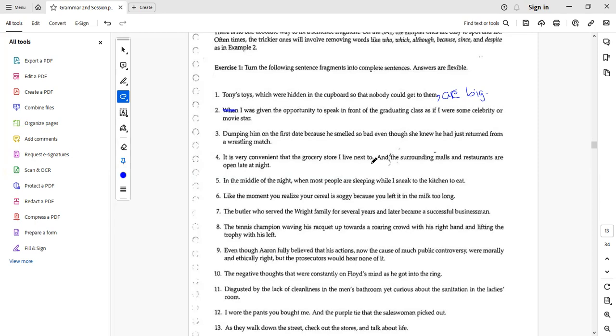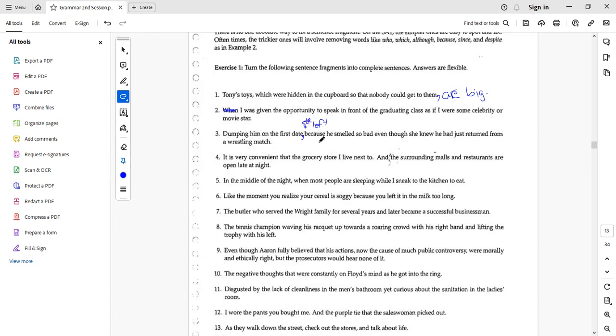You're gonna put "I left" because... dumping him on the first date. Perfect. She's gonna make this a modifier, so she's gonna put a comma here and say "I left." So now this is gonna be modifier, comma, "I left because it smelled so bad, even though she knew." But make it "she," not "I."